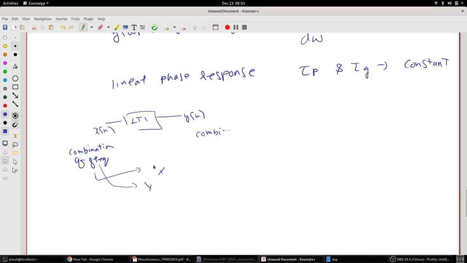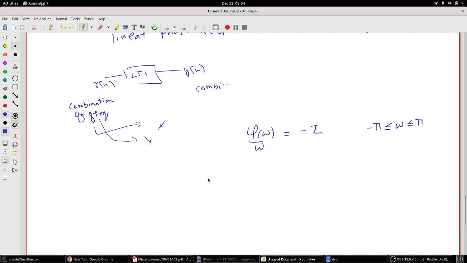Now let's see what it will be for a phase response to be linear. You have phi of omega upon omega equal to some constant, which is tau, where omega is from minus pi less than or equal to omega less than or equal to pi. Now phi of omega equals minus omega tau. This is some constant which you assume.